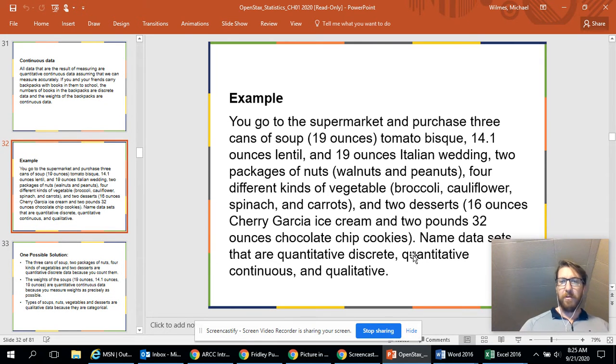So here we go. We have a supermarket list. So 3 cans of soup. So 3 is an individual singular number, and so that can only be measured in integers. So that's discrete data. But the can of soup is 19 ounces. So here, even though this is an integer, there's no decimal or fraction on it, the can of soup could be like 19.1 ounces. So therefore, this is going to be continuous. 14.1 ounces of lentils, yep, that's continuous. 19 ounces of Italian wedding, yep, continuous. 2 packages of nuts, discrete. Hopefully you get the point there.